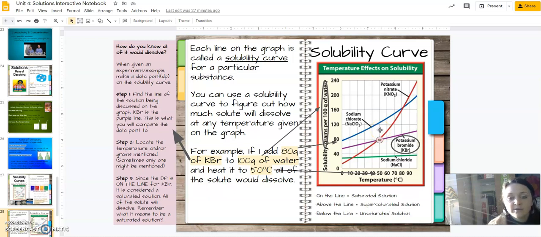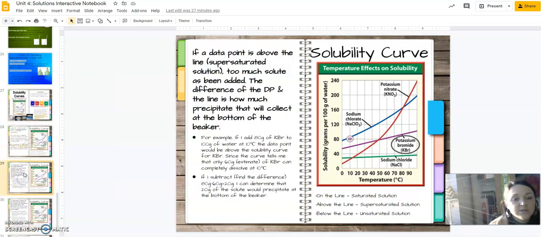And think about what we talked about in our towel. If you've got too much water on the towel, it's just going to drip out to the bottom. It's going to be supersaturated. So if we give you a point with grams and temperature, and it happens to fall above the line you're looking at, it is supersaturated. If it falls below the line, that means you could add more. It's unsaturated. So say we only were looking at 40 grams of KBr at 50 degrees. If I went 40 over to 50 degrees, that's below the purple line. That means I could add more because KBr can hold 80 grams.